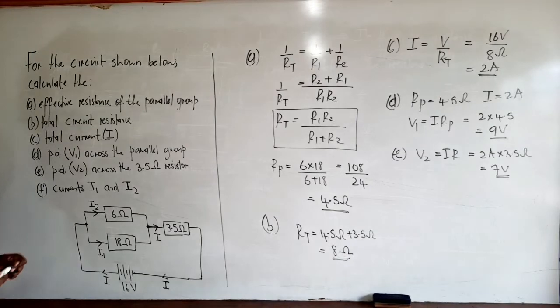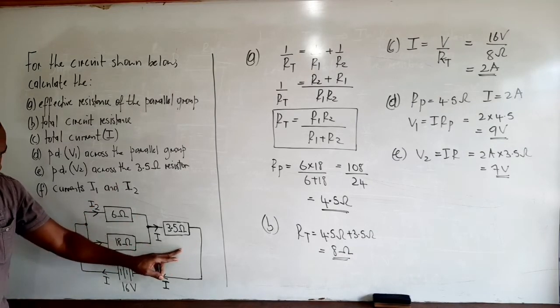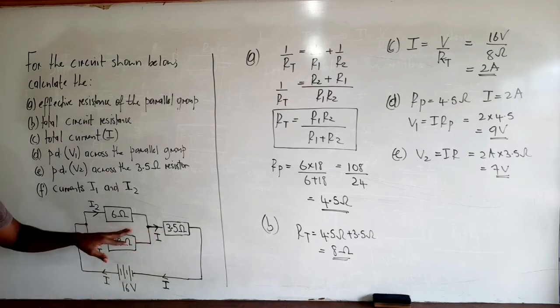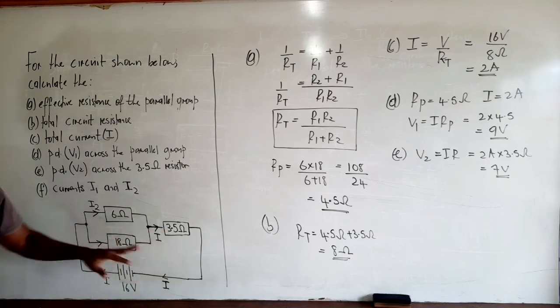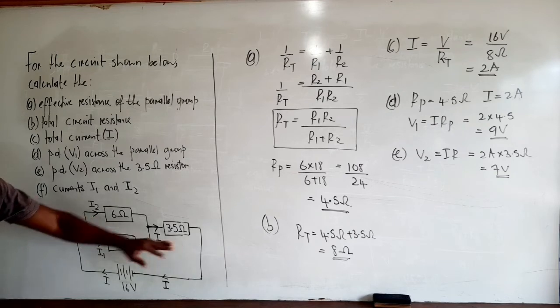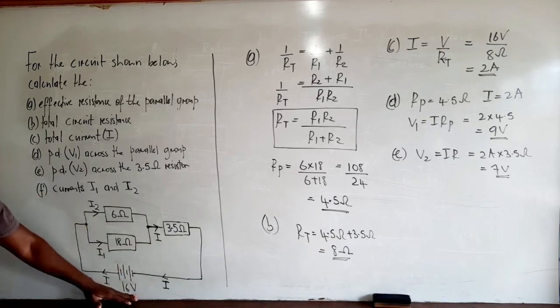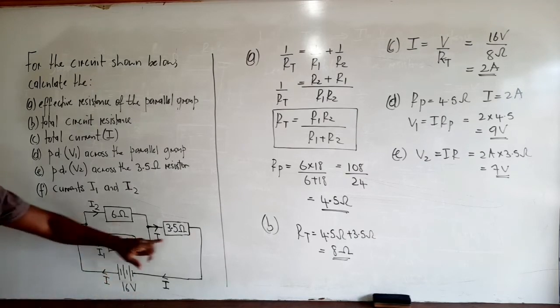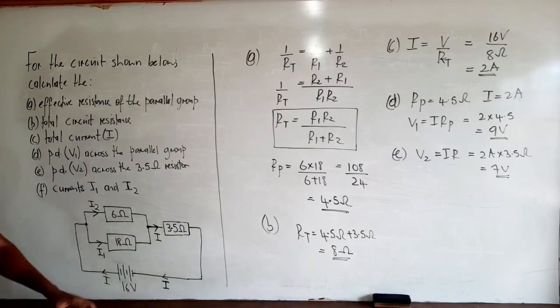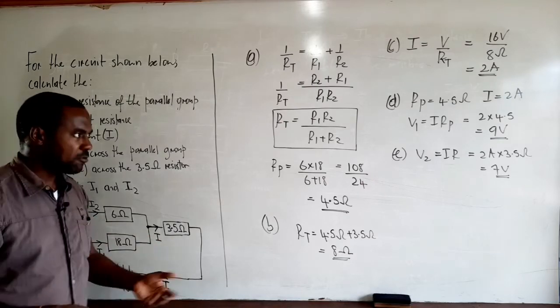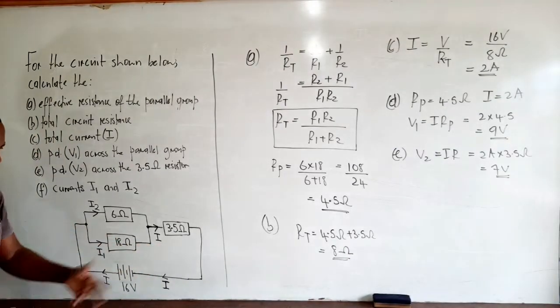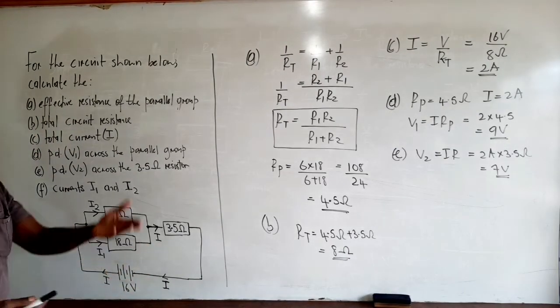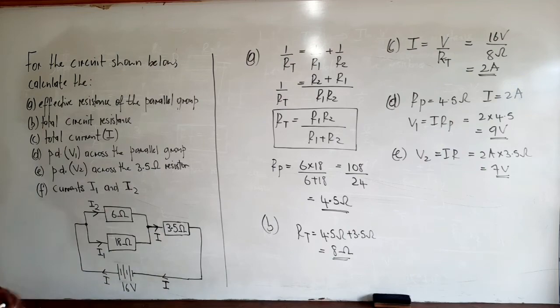However, since you know that this combination is in series with the 3.5 ohm resistor, it means that their individual PDs must add up to the total PD across them, which of course is equal to the battery's EMF or the battery voltage, right? So therefore the PD V1 plus V2 is equal to 16 volts since they're connected in series. And we could have actually found V2 via that method, right? But since we already found V2, let's proceed to part F.